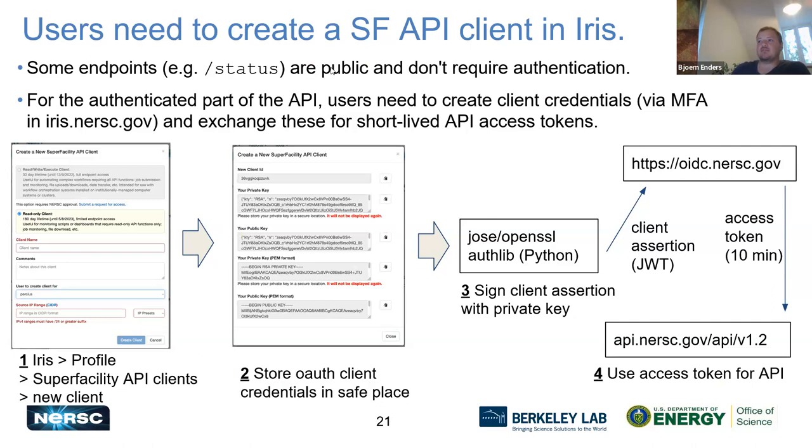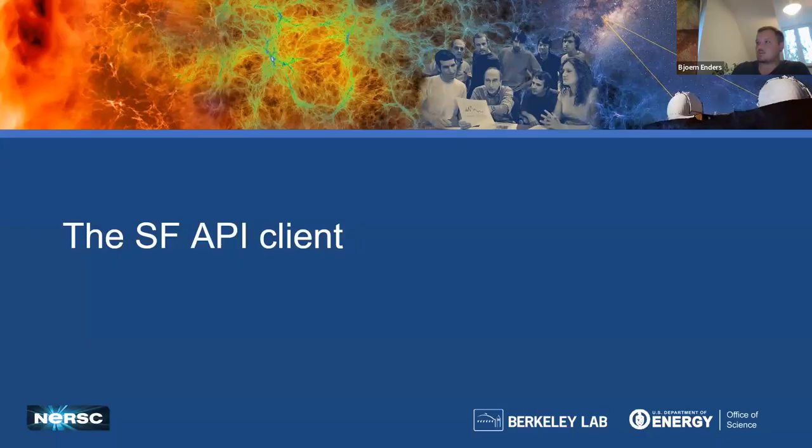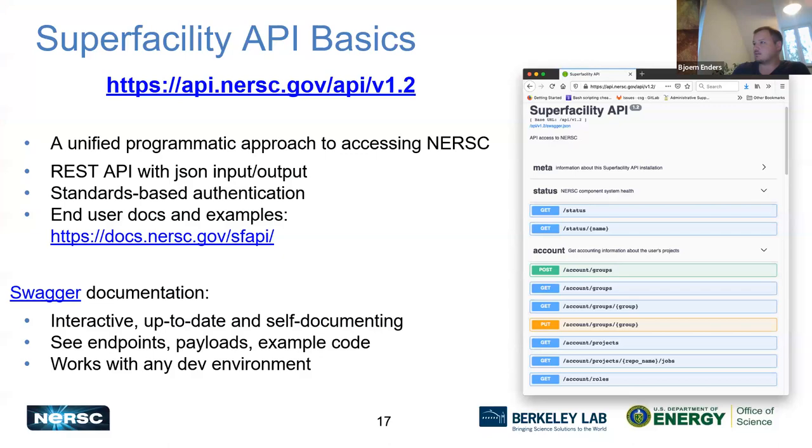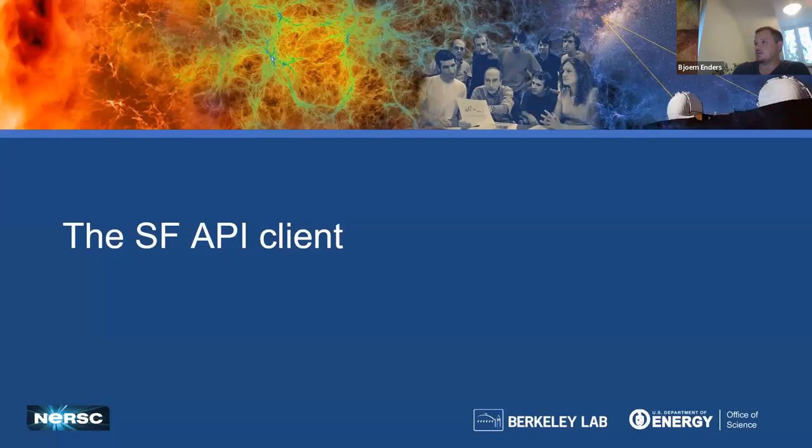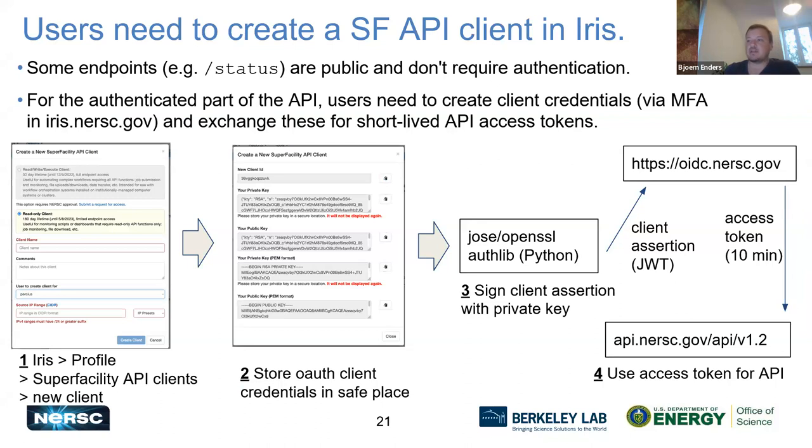So the API itself is divided into a part that is public and a part that requires authentication. Let me just go quickly back. Okay, I will show you in the Swagger page. If you look at the interface page, there are some endpoints that have a lock on them, and that means they require authentication. Some of them will not have a lock on them, and that is primarily meta and status. This is public information, so you don't need any authentication at all, and you don't need to create a client or anything.